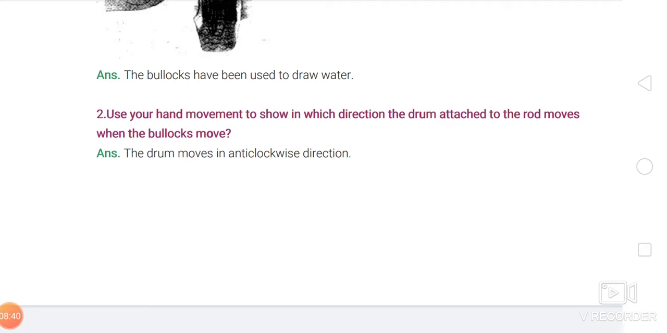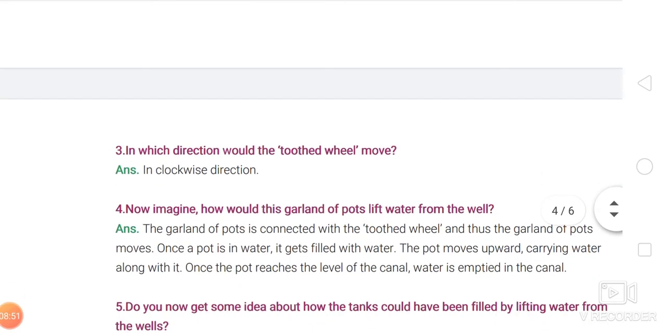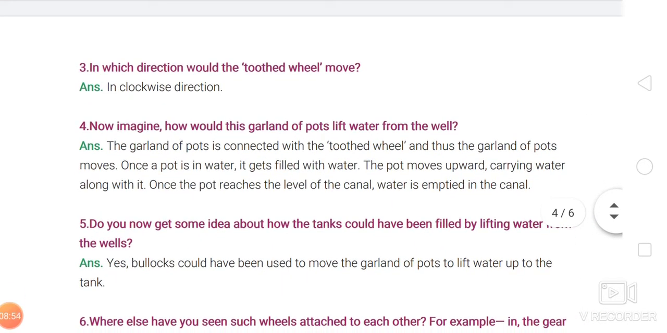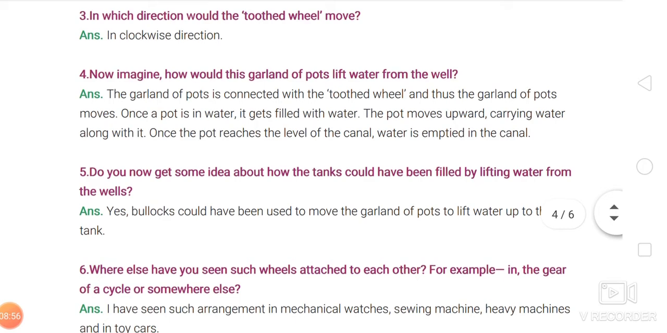Use your hand movement to show in which direction the drum attached to the rod moves when the bullocks move. The drum moves in anti-clockwise direction. In which direction would the toothed wheel move? In clockwise direction. Now imagine, how would this garland of pots lift water from the well? The garland of pots is connected with the toothed wheel, and thus the garland of pots moves.